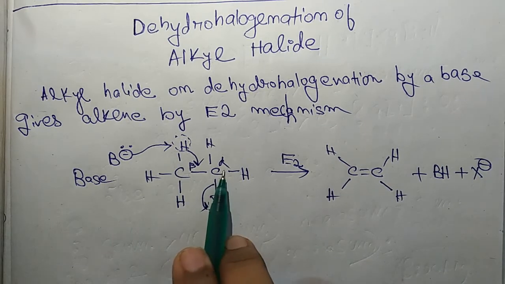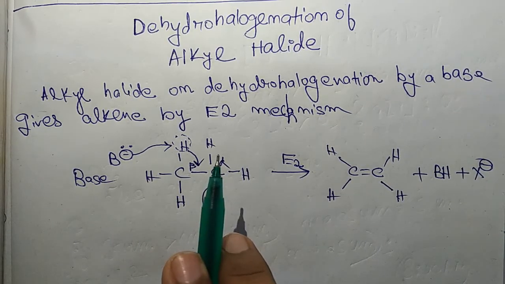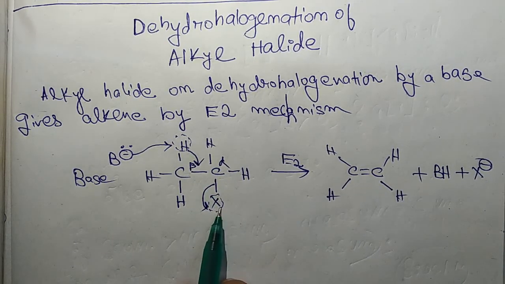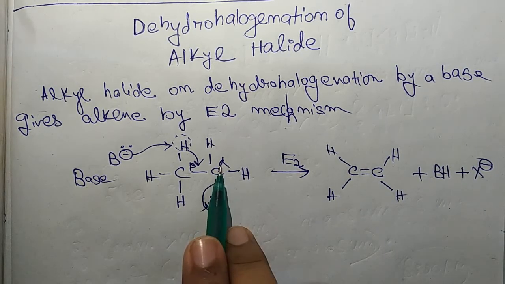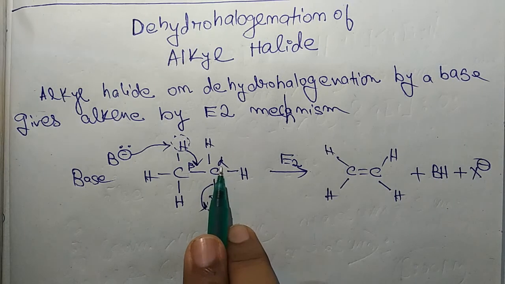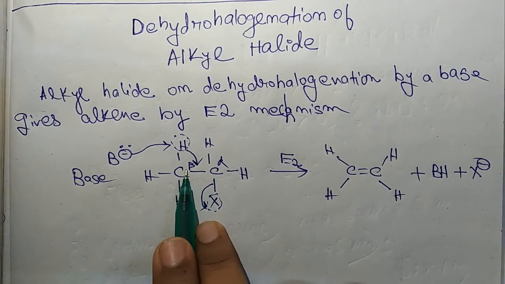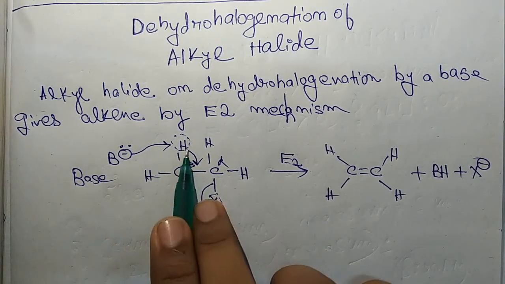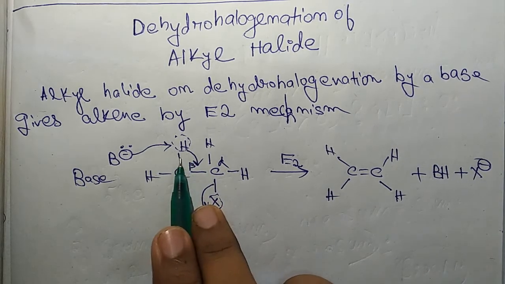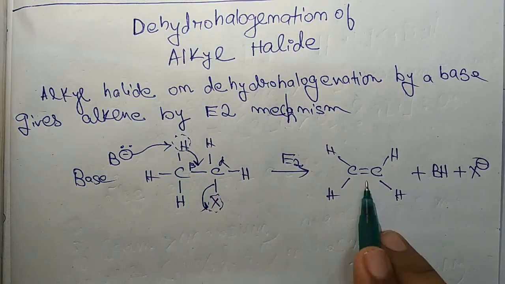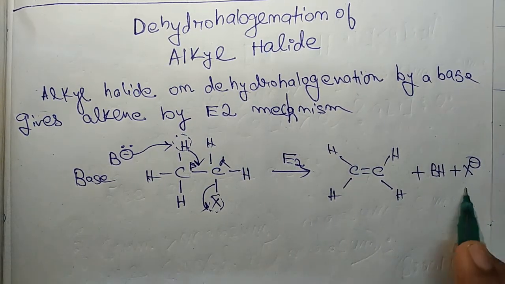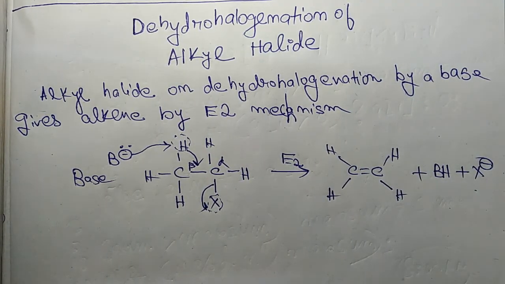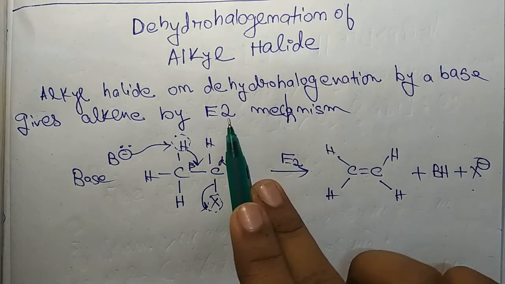We call a carbon atom alpha if there is a halogen attached to it. So this carbon is named alpha and the next carbon is named beta. So the base attacks this hydrogen and then this bond is donated to form the pi bond, and here X gets eliminated. So it is a type of elimination reaction which is bimolecular.